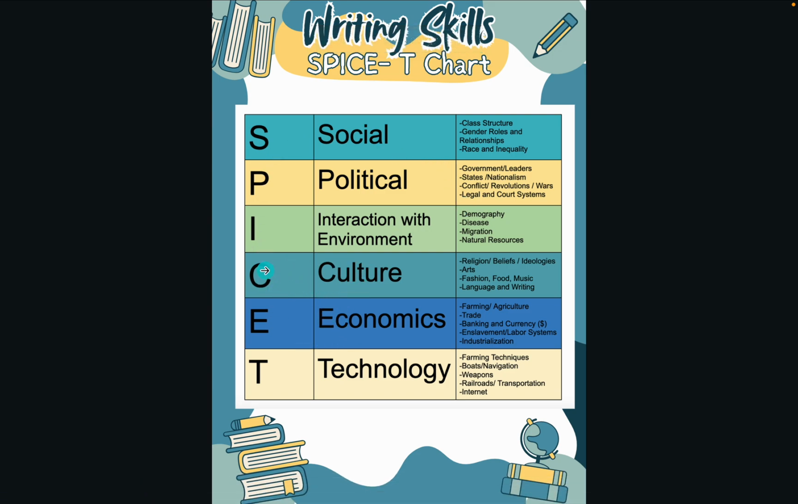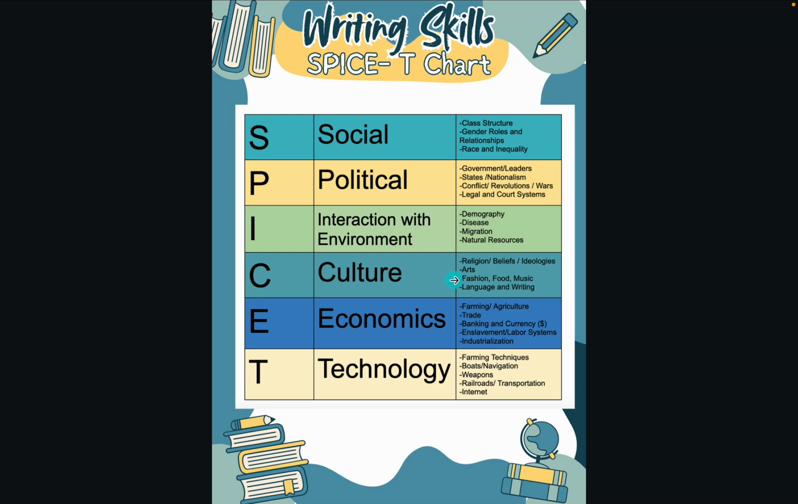All right, if you're talking about culture, what are the examples that I should be thinking about? Let me check my chart. For culture, we're looking for religion, which could be belief systems and ideologies. We're looking at arts. Is it on caves? Is it on big tablets? Is it Renaissance? Is it a theme?